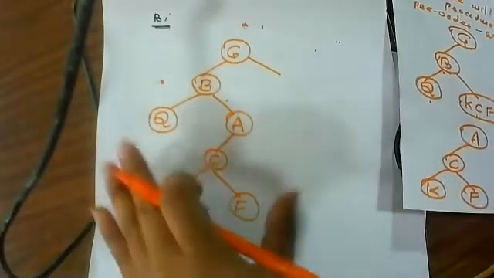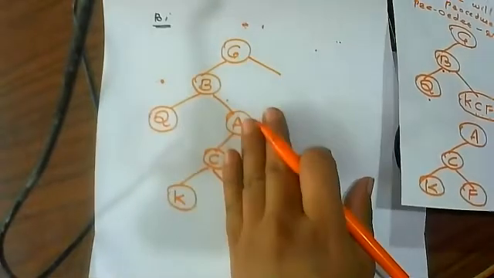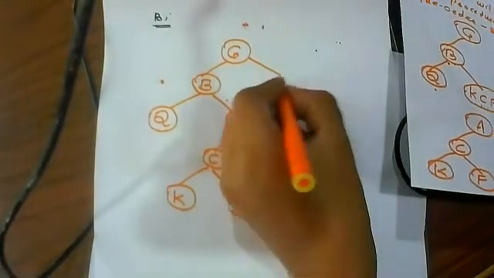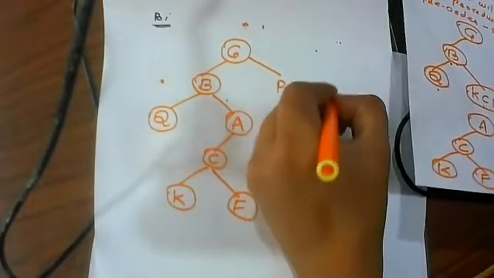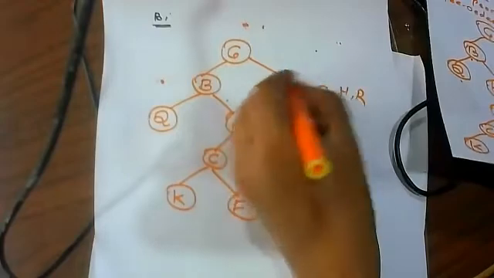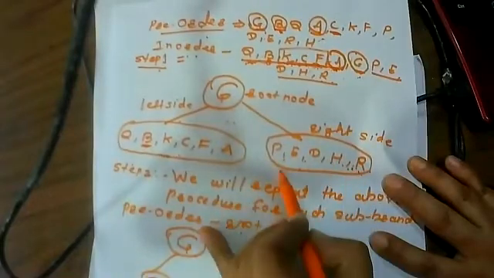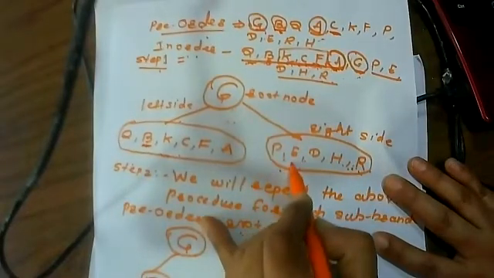Yes, the left side we have completed, now you have to focus on the right side. So in the right side, what elements are remaining? That is P, E, D, H and R. Okay, so I'm showing this concept here again so you can understand. That is P, E, D, H, R. These nodes are remaining.